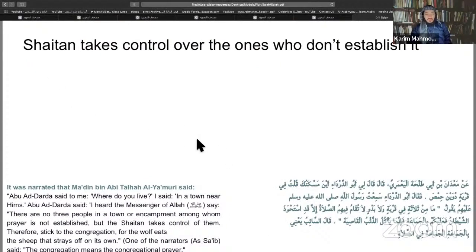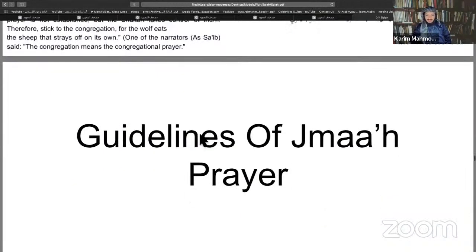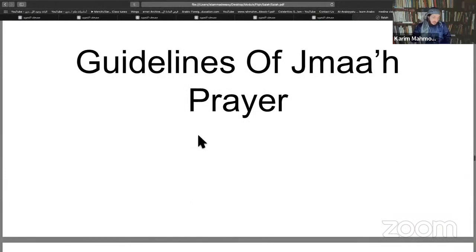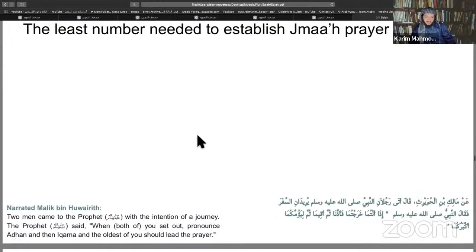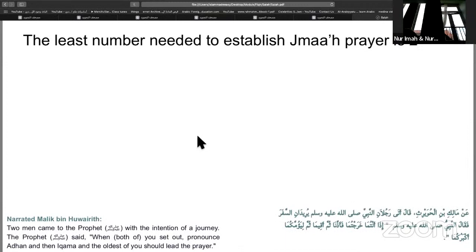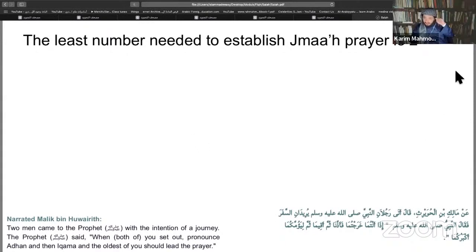Okay, let's go, guys. We talked already yesterday. We started about the prayer in congregation, so we continue, inshallah, today. Now, how many is the minimum number of people to pray a Jama'ah prayer? 2 people or more, okay? So if we are in a masjid and there are only 2 people, it can be a Jama'ah prayer, a congregational prayer, even if there are only 2 left. Okay, everybody? All right.